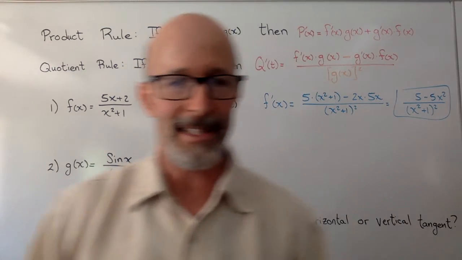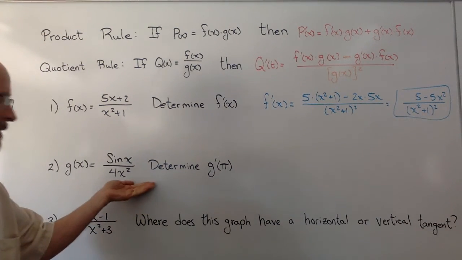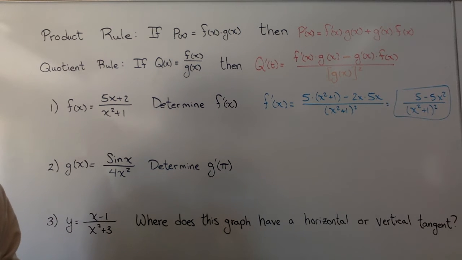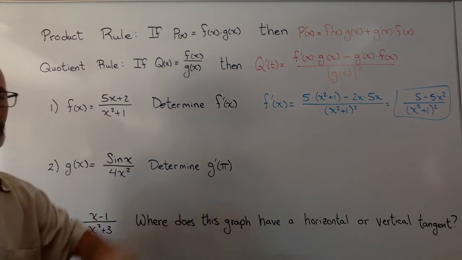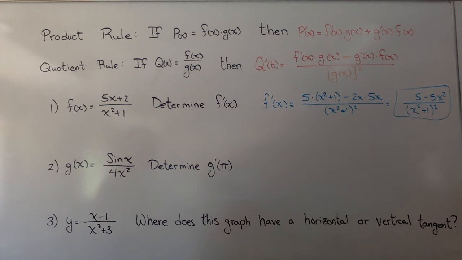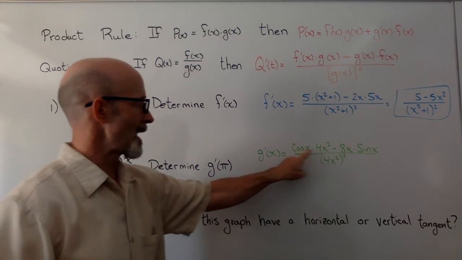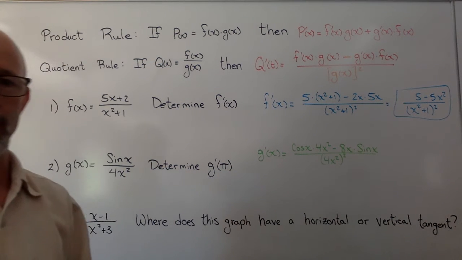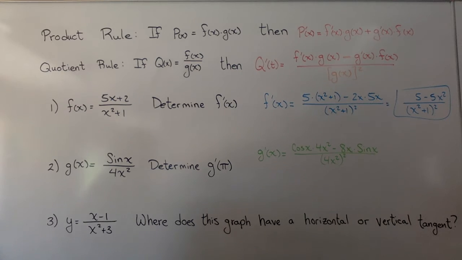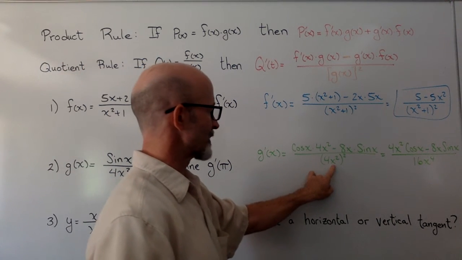So then in the second example, it's the same kind of thing. We have another function here. It looks like a quotient rule, but notice what I'm asking for now. It says determine the derivative of g at a particular point. So let's first find the derivative. There we have it. Low d high minus high d low over the square of what's below. Play around with it a little bit. Simplify those bits and bobs and things.